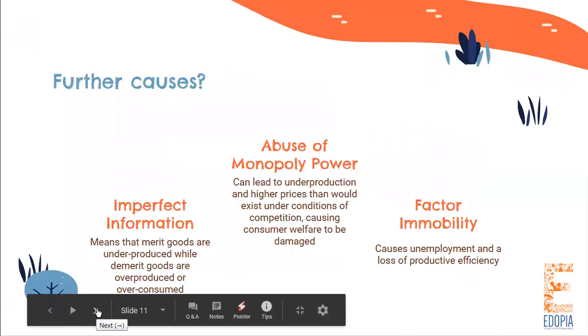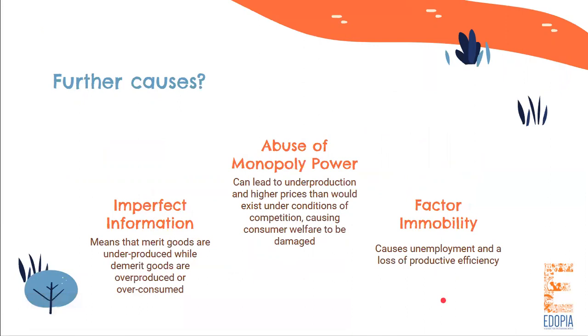Further causes, if we look at more causes of market failure, then we see imperfect information. That is, when you do not get to have the right amount of information about the factors of production, their availability, their prices, then you may tend to overconsume certain goods that are not good or beneficial for you, and underproduce the merit goods that are good or beneficial for the consumers.